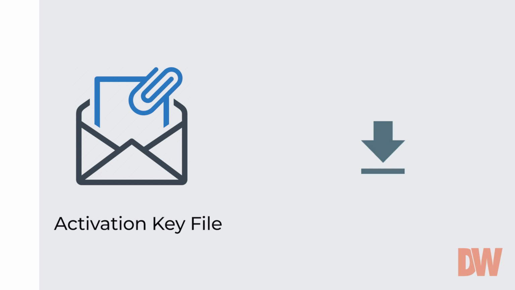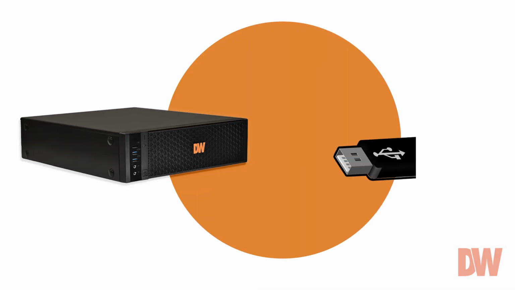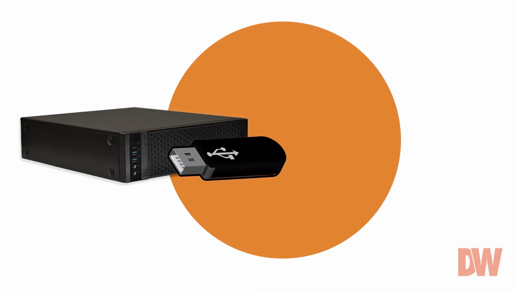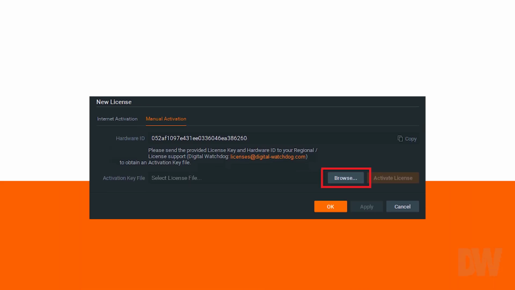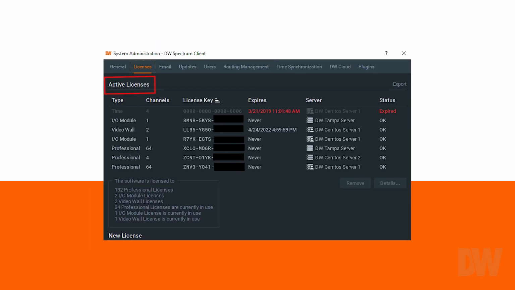Once you have received the email reply, download the activation key file that is attached and copy it to a USB stick. Insert the USB stick into the DW Spectrum server hardware and click the Browse button. Select the activation key file, then click Activate License. Once activated, the license pack information will display in the Active Licenses list.